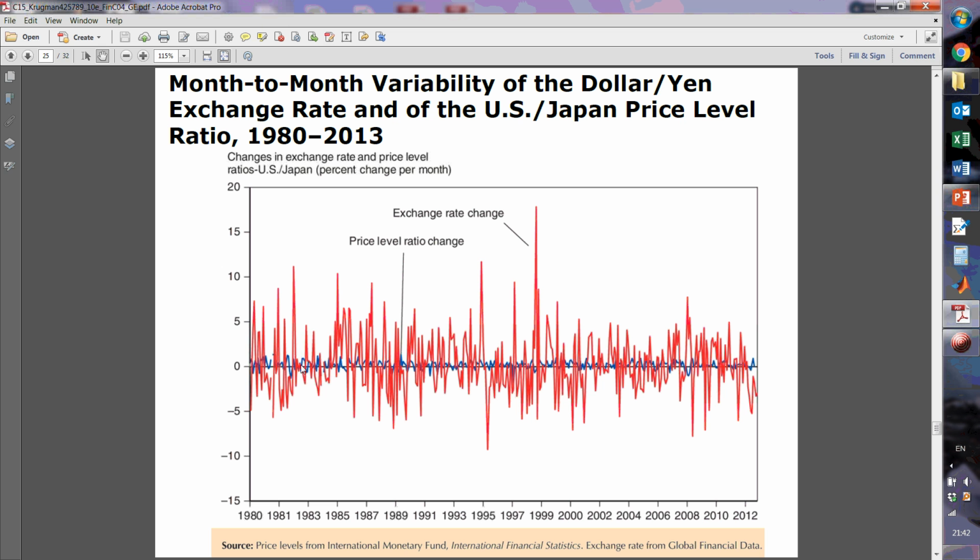And the reason is that we don't really see real economic variables moving this dramatically over periods of time as the red line is moving, as the exchange rate is moving. So it's kind of difficult. There is this so-called disconnect puzzle between nominal exchange rate movements or values and the real economy.